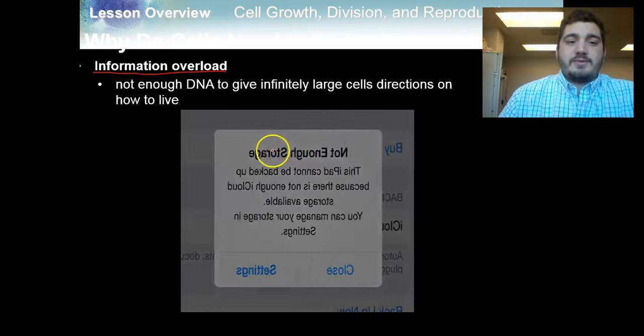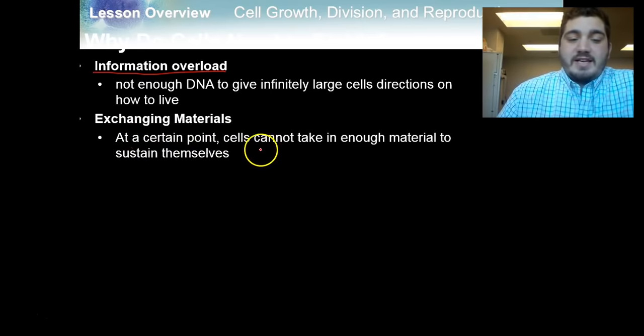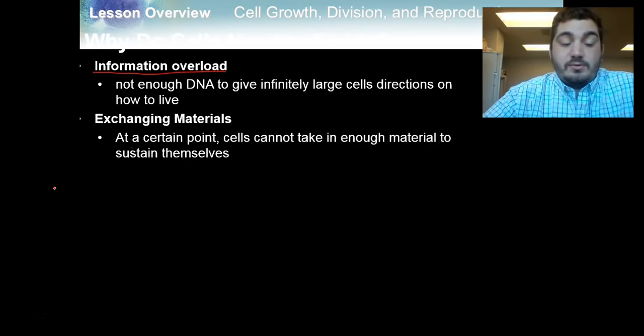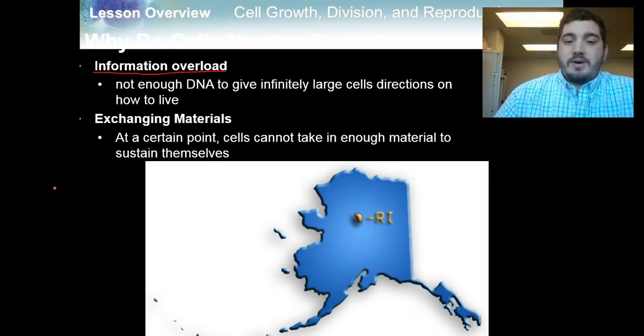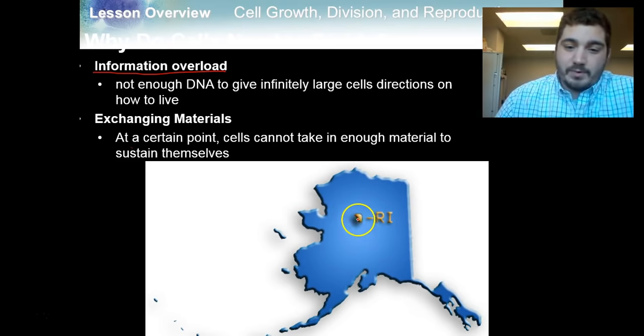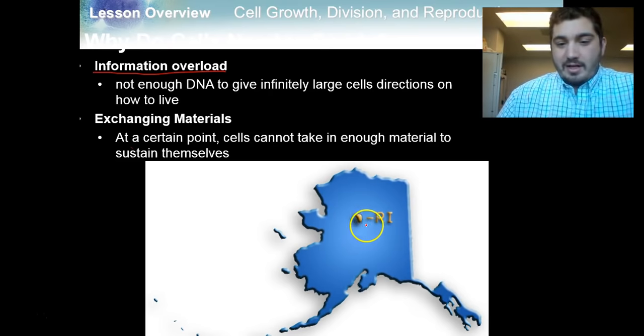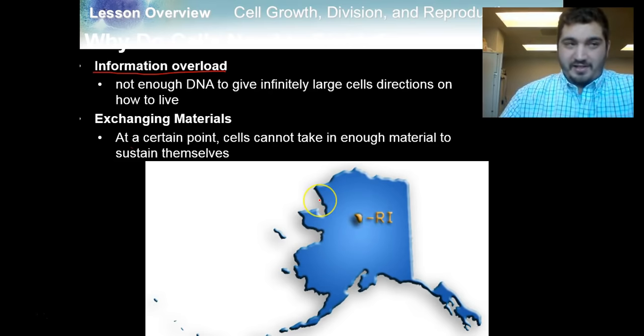Okay? The second reason why cells need to divide is for exchanging materials. Okay, and at a certain point, cells cannot take in enough materials to allow them to live, to sustain themselves as they get bigger and bigger. All right, and I like to think about this. Let's compare the two most different states in the country, right? Alaska and Rhode Island, where some of you guys are from, right? Rhode Island is so small. I'm going to take a guess. You could probably fit 50, 60 Rhode Islands in one Alaska.